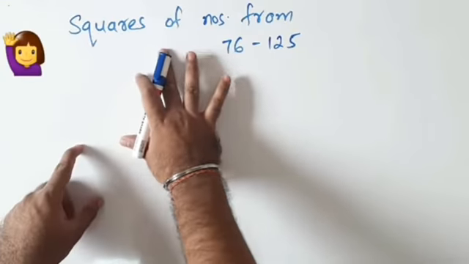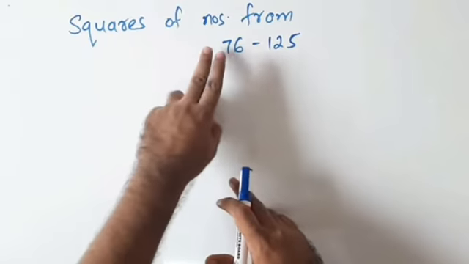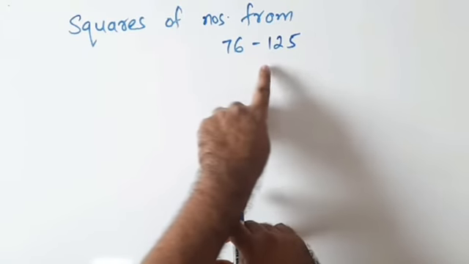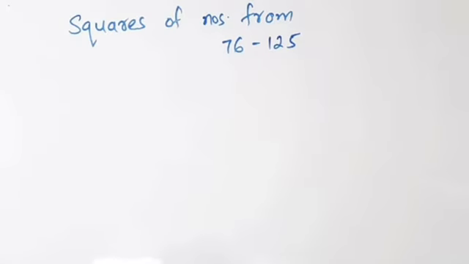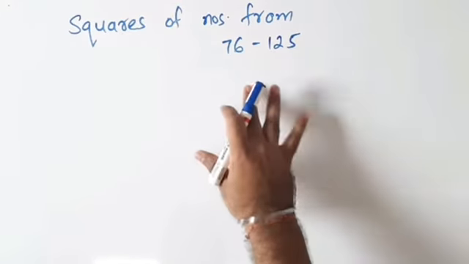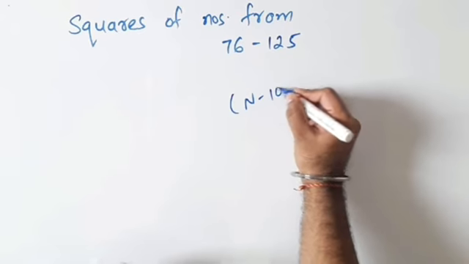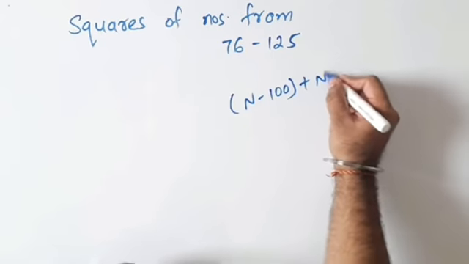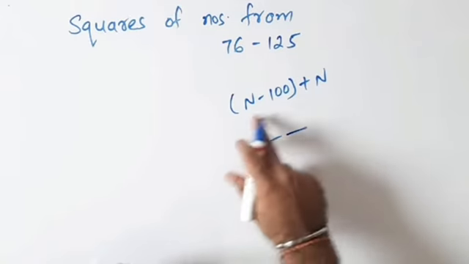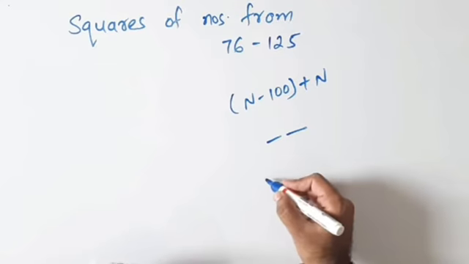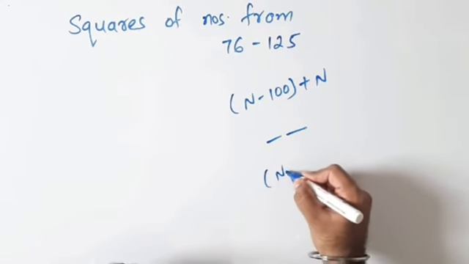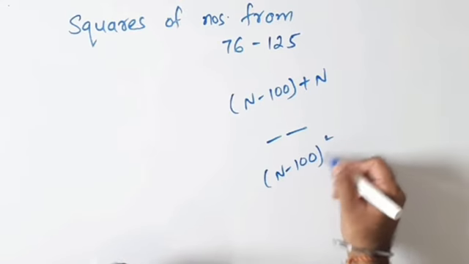Students, today we'll be finding the squares of numbers between the range 76 to 125. Look here, now how we are going to do this. There is a particular algorithm that we have to follow. For the first two digits we'll follow this, and for the last two digits we'll follow this.